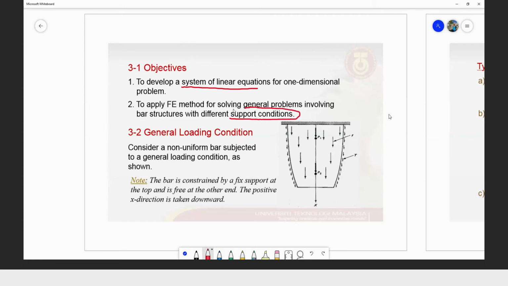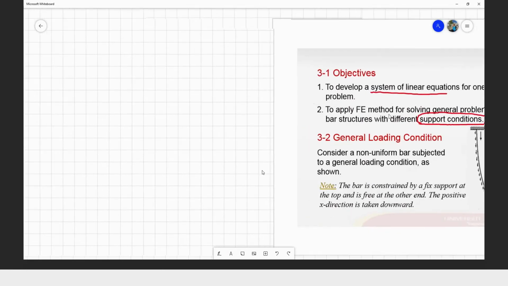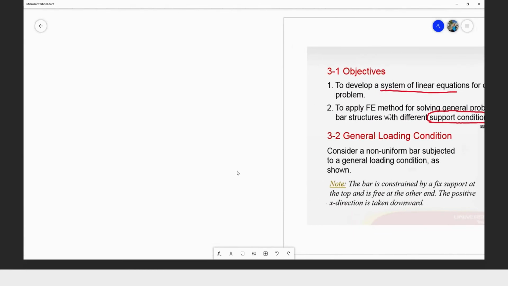Support condition. Okay, kalau boleh kamu highlight dia. Dalam finite elements, especially when we solve, kita gunakan finite element ni untuk solve a structural problem, then there will be several support conditions. Okay, support condition to our structure.